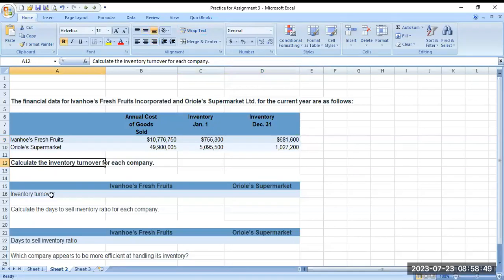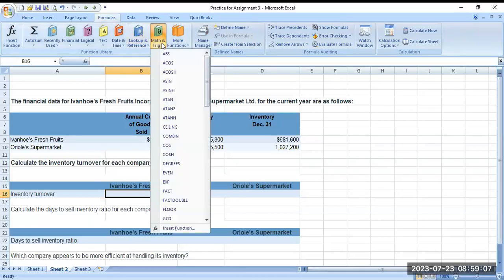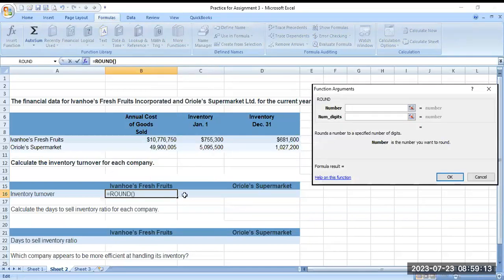Again, my question is calculate the inventory turnover for each company. And again, the publisher asked me to round my number to 1 decimal place. So just to make it easy for myself, I'm gonna go to Formulas, Math & Trig functions, go down to ROUND, and click that. In that pop-up screen, the first number that I need is the calculation number. I don't need the cell with the number in it. I need this number to be calculated by the formula that I'm going to create.